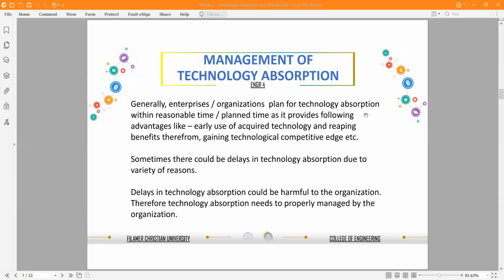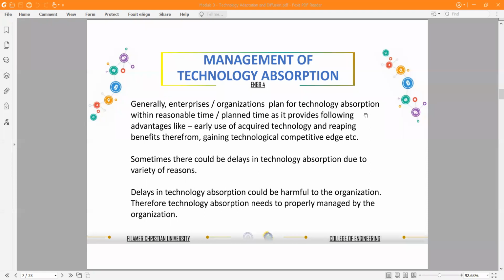Sometimes there could be delays in technology absorption due to variety of reasons. Diba damo-damo nakita sang mga variety of smartphones, especially if Android phones. So from Samsung, Huawei, then meron ng Oppo, Vivo, ano pang ibanda. So delays in technology absorption could be harmful to the organization. Ano mga examples ng organization na na-delay sa pag-absorb sa technology? Yung huli na silang lumipat sa digital world. Yan. So therefore, technology absorption needs to properly managed by the organization.